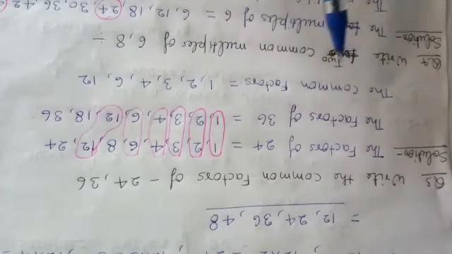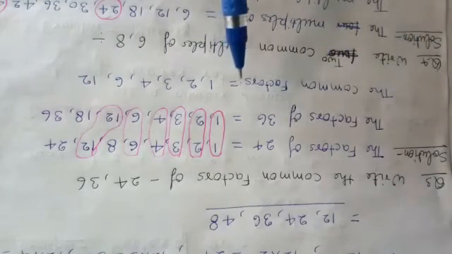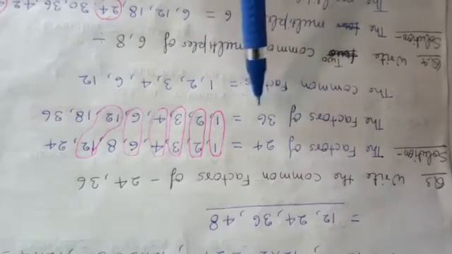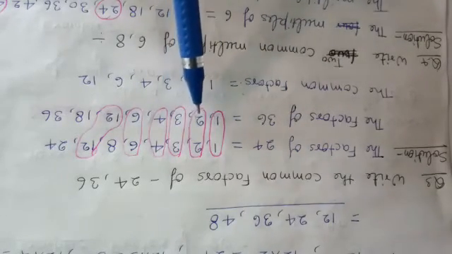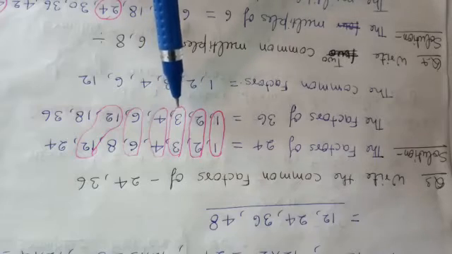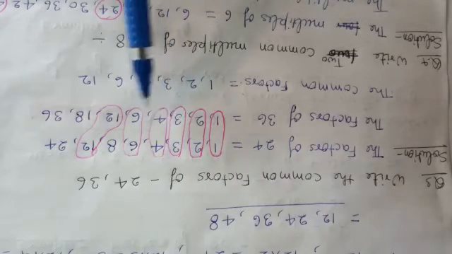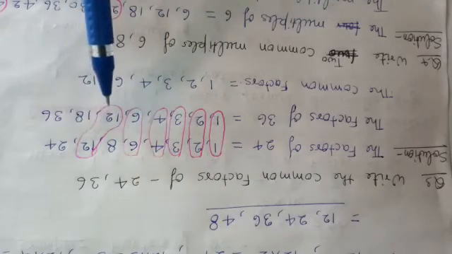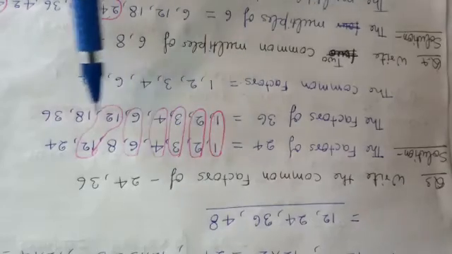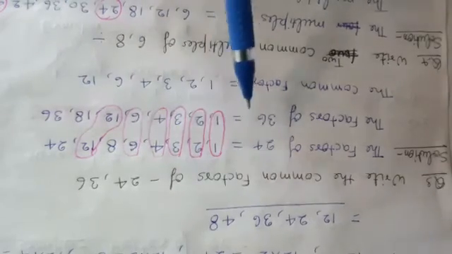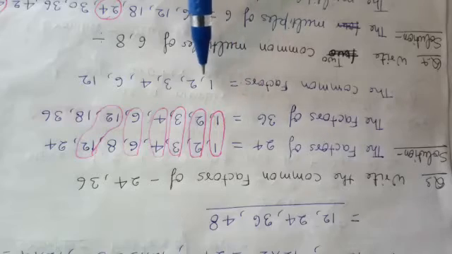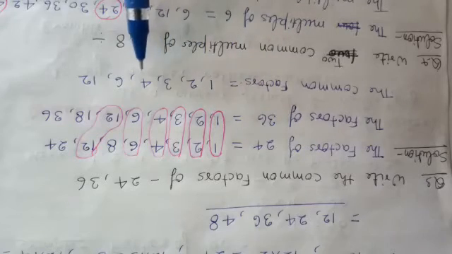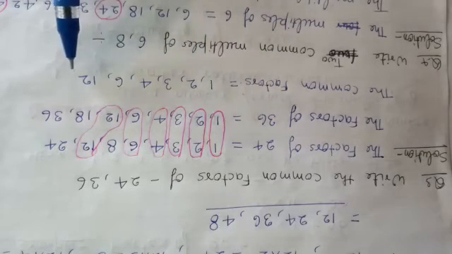Now we find the common factors. In this question we see 1 and 1, 2 and 2, 3 here is also 3, 4 here is also 4, 6, 6, 12 and 12. These are the common factors of 24 and 36. So the common factors are 1, 2, 3, 4, 6 and 12.